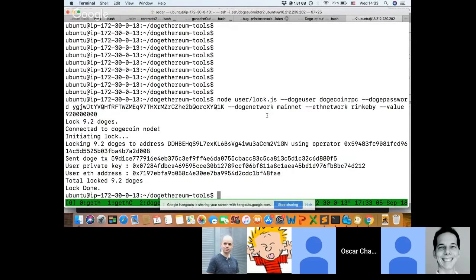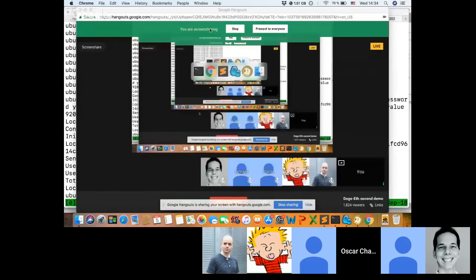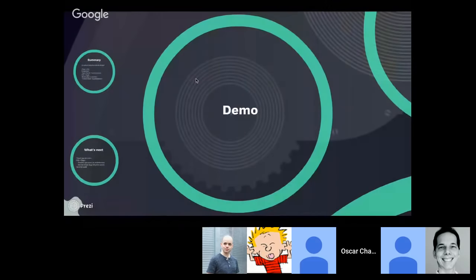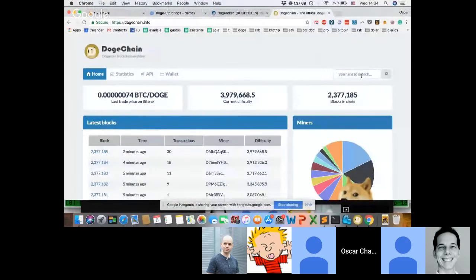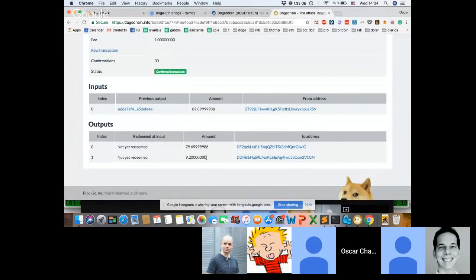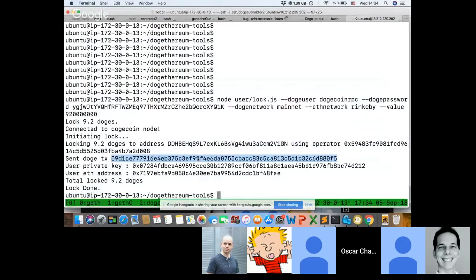Okay, so do you remember at the beginning of the presentation, I sent a lock transaction sending coins from Dogecoin to Ethereum? So here is the hash that was created. I'll go and check on a Dogecoin block explorer whether that transaction was broadcasted on the Dogecoin network. Okay, so I see here that 9.2 Doges were sent. Now, what I will do is go back to the command line.